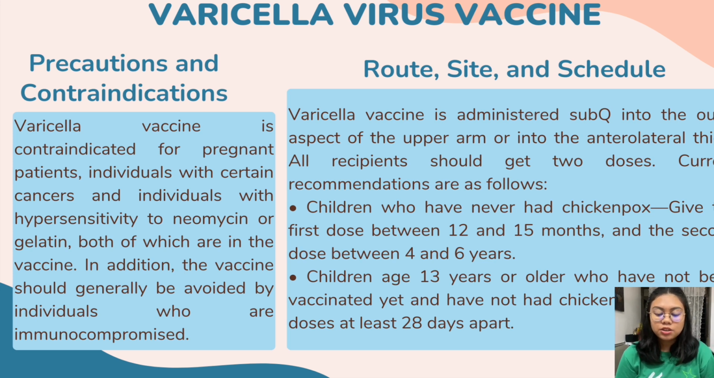For children aged 13 years or older who have not been vaccinated yet and have not had chickenpox, give 2 doses at least 28 days apart. Next is hepatitis B.